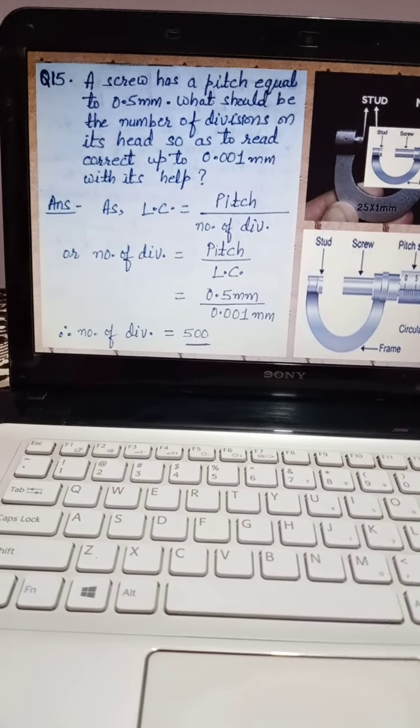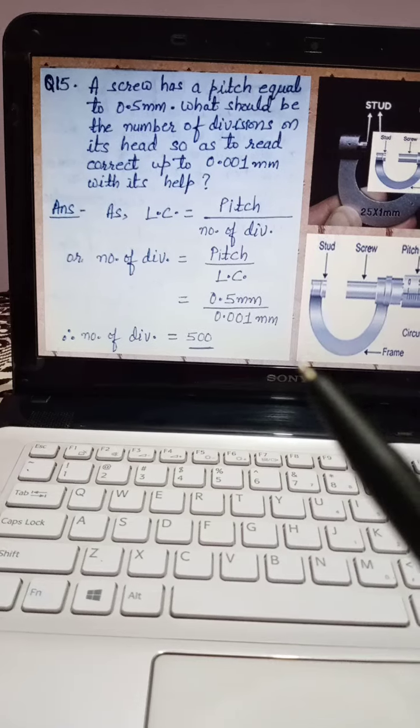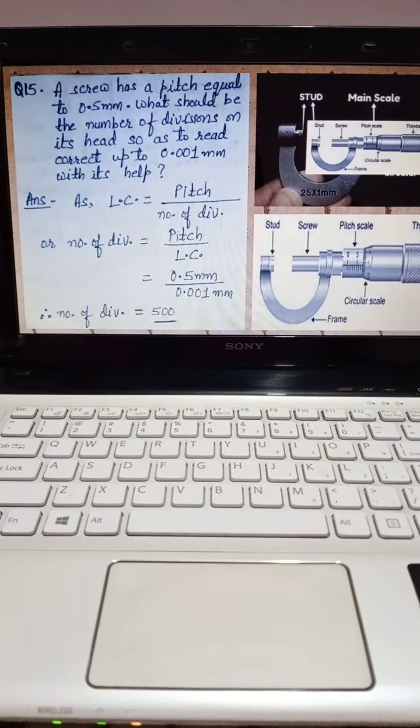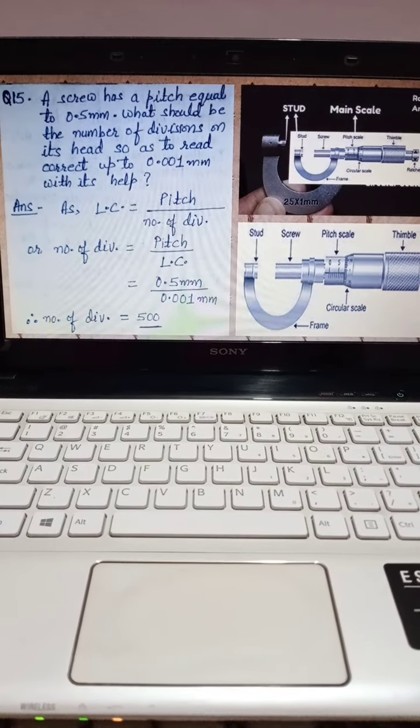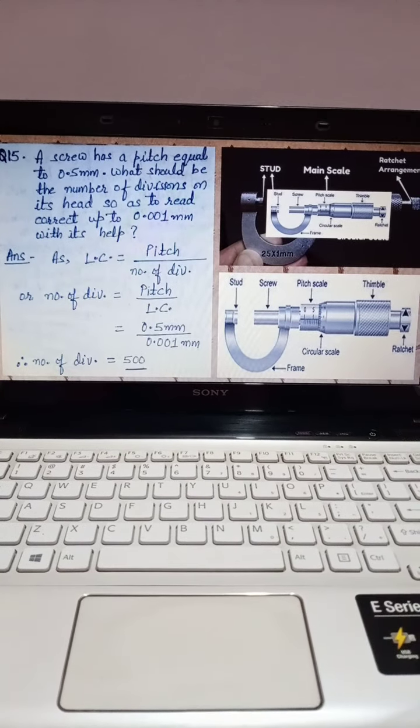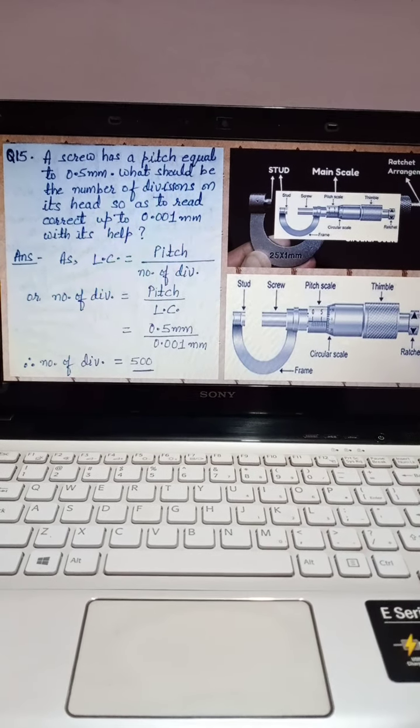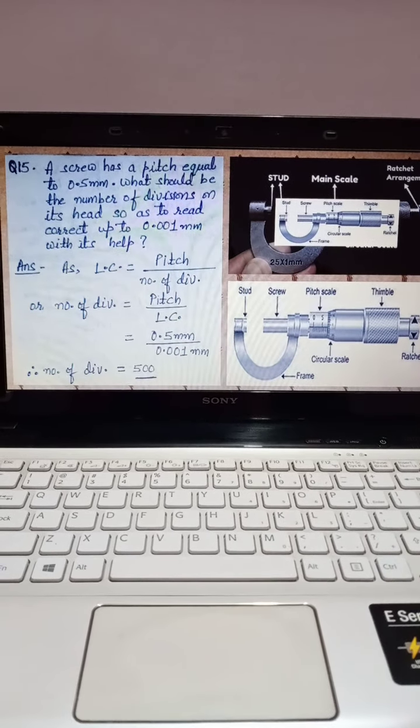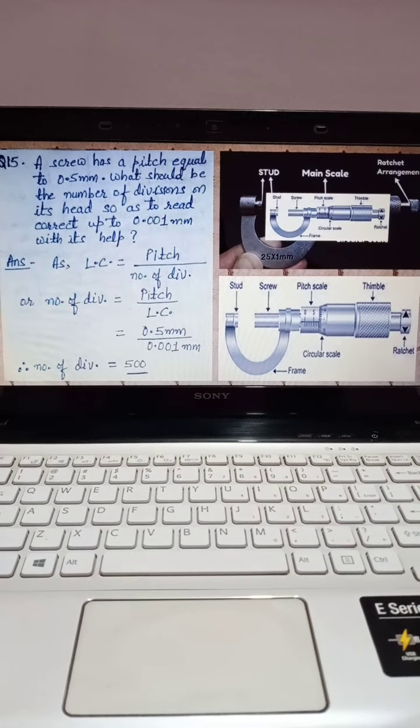So with the help of this formula we got the total number of divisions. Hope you have understood what a screw gauge is. Further, for more clarity, when we start the lab session for class 9, you will understand it very well.